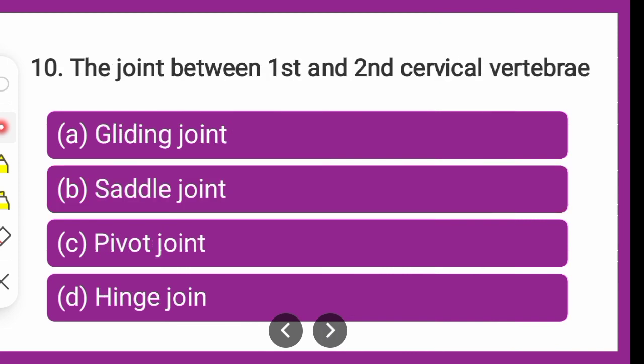Next question is, the joint between first and second cervical vertebrae is dash. Whether the joint between first and second cervical vertebrae is gliding joint, saddle joint, pivot joint or hinge joint. Now this one is also very easy to identify. We have also seen the explanation for this question in our earlier question in the same video. So put your answers in the comment box fast. Till that we will go for the explanation.